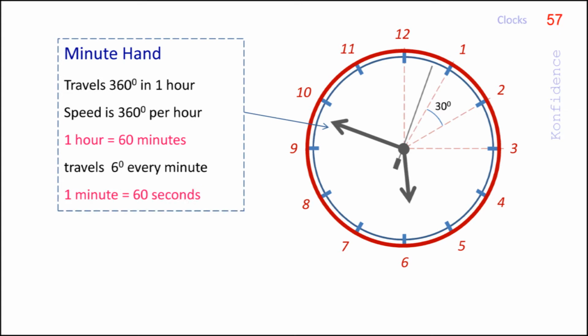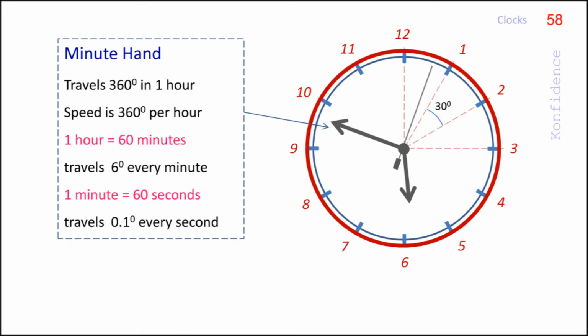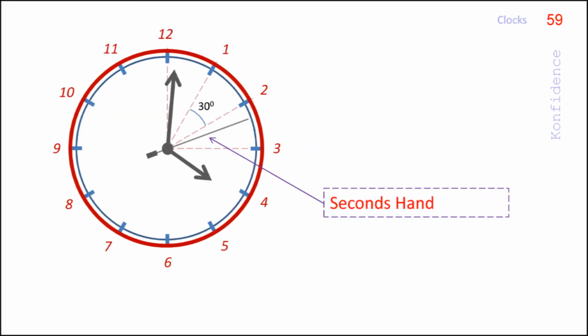A minute is 60 seconds. The minute hand moves 6 degrees in a minute, or 6 degrees in 60 seconds. So, the speed of the minute hand in seconds is 6 divided by 60, or 0.1 degrees per second. Look at the second hand. It moves the entire dial in every minute. Is it not? Yes, it does.